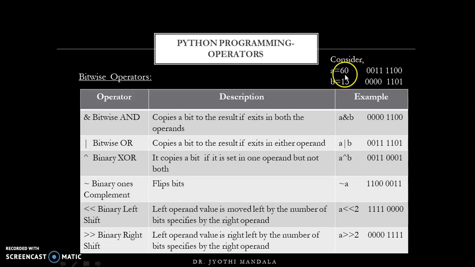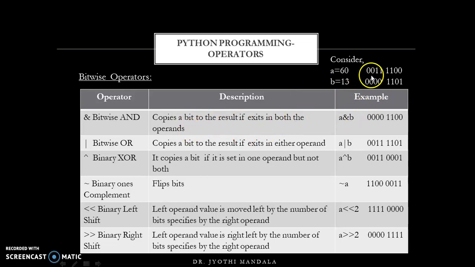Now, we need to convert these two values into binary. First, we need to convert into binary. Now, let us consider the AND operator. These are all the operators available as part of bitwise operators. Now, if you are considering bitwise AND, it will check the values bit by bit. It copies a bit to the result if it exists in both the operands.